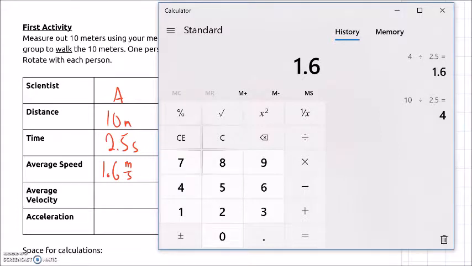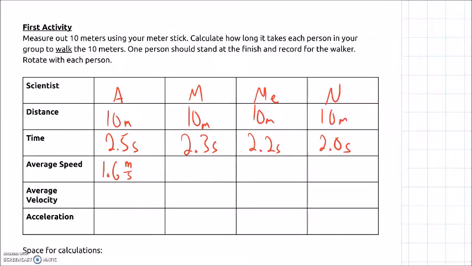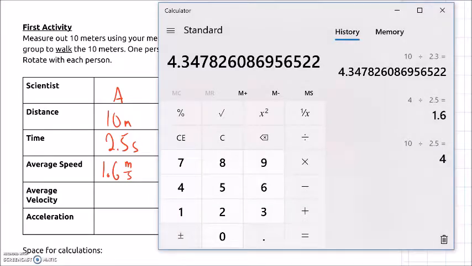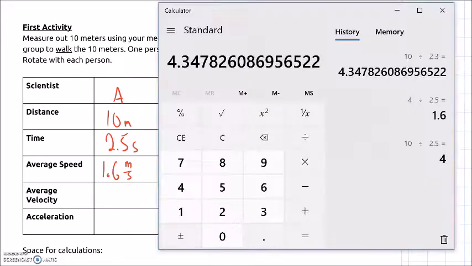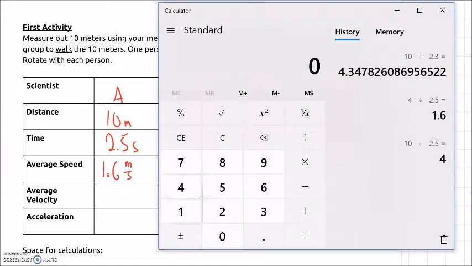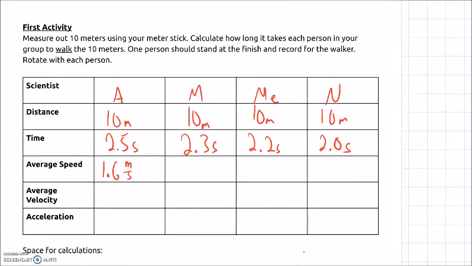Let's go ahead and calculate Mr. Moore. He walked 10 meters in 2.3 seconds, and that gives us 4.3 meters per second. I don't think I did my calculation correctly, so let's do that again. Mr. A, which is 10 divided by 2.5, was 4 meters per second. That looks right, so let's go ahead and fix that. My apologies there. 4.0 meters per second.